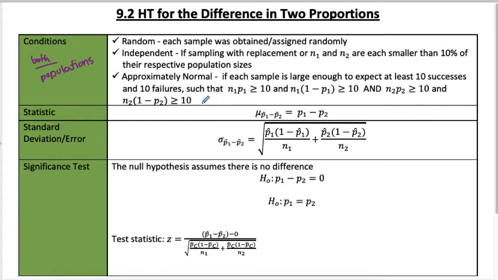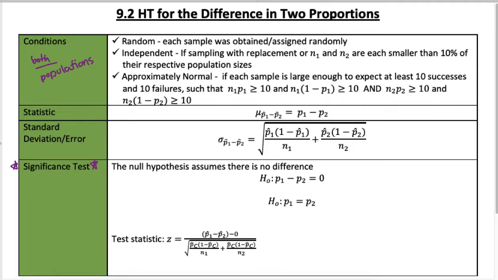So in this case, two proportions. The statistic that we're going to use as our best guess is the difference from our two samples. And that should be a really good estimate for the difference of the true proportions. The standard deviation or error that we're using is the same one that we used for our confidence interval. And so what we're going to look at today is the significance test.